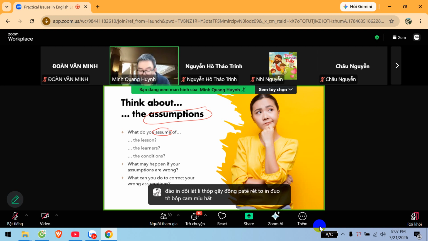So the first thing that you do when you plan is to think about the lesson, about the learners, about the conditions, and then about the assumptions, right? And then to put it on paper. Because if you are aware of the learners, the lesson, the conditions, and the assumptions, then your lesson will have a better chance of being successful, okay?